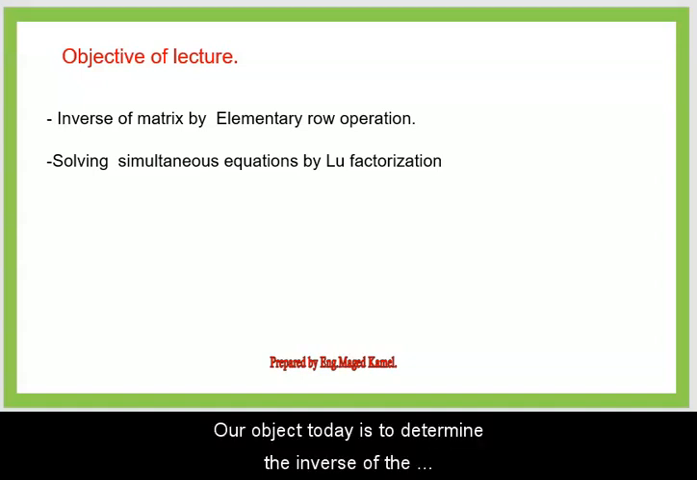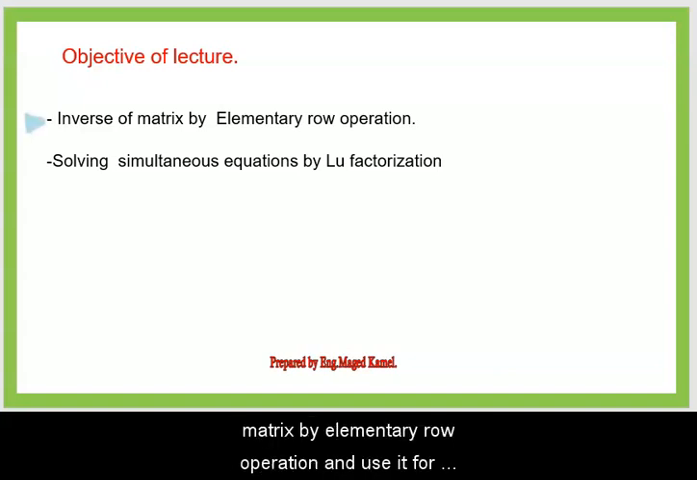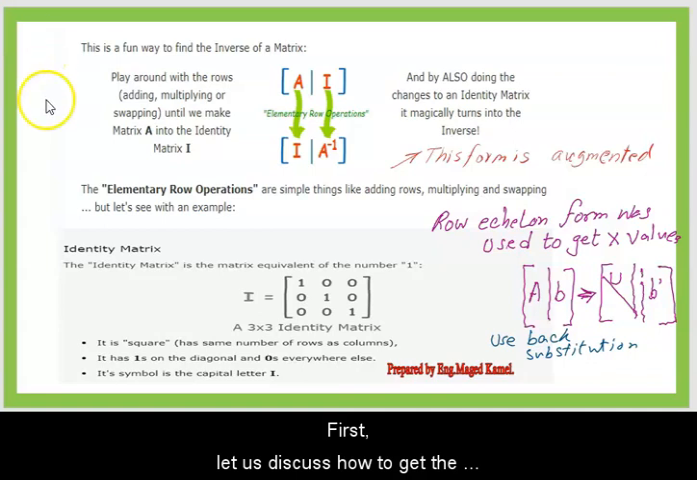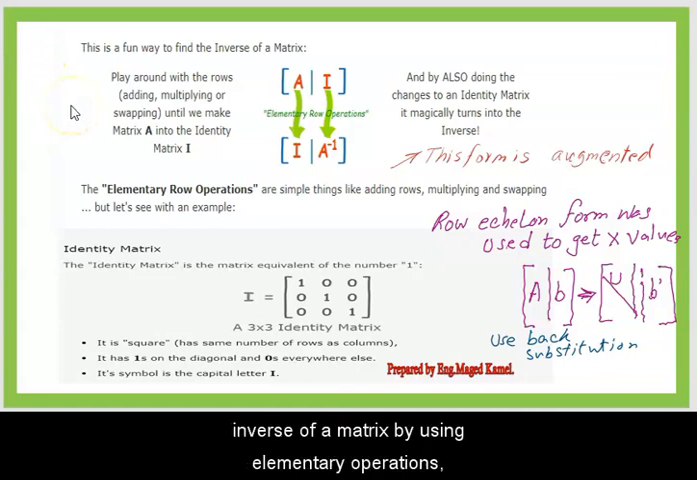Our subject today is to determine the inverse of a matrix by using elementary row operations and use it for solving simultaneous equations by the lower upper factorization. We will later discuss this method, which is also called Doolittle's method. First, let us discuss how to get the inverse of a matrix by using elementary operations.